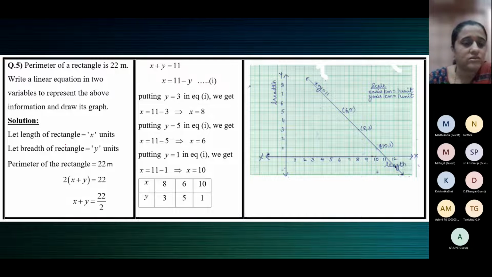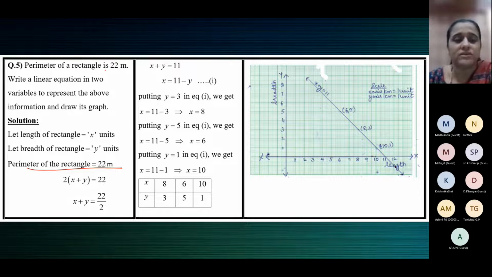So here, see, okay, no. I think I corrected this. I shared the same image. All right. So perimeter of rectangle is 22 meters. So what is given? Perimeter of rectangle is 22 meters is given to us. Write a linear equation in 2 variables to represent the above information.